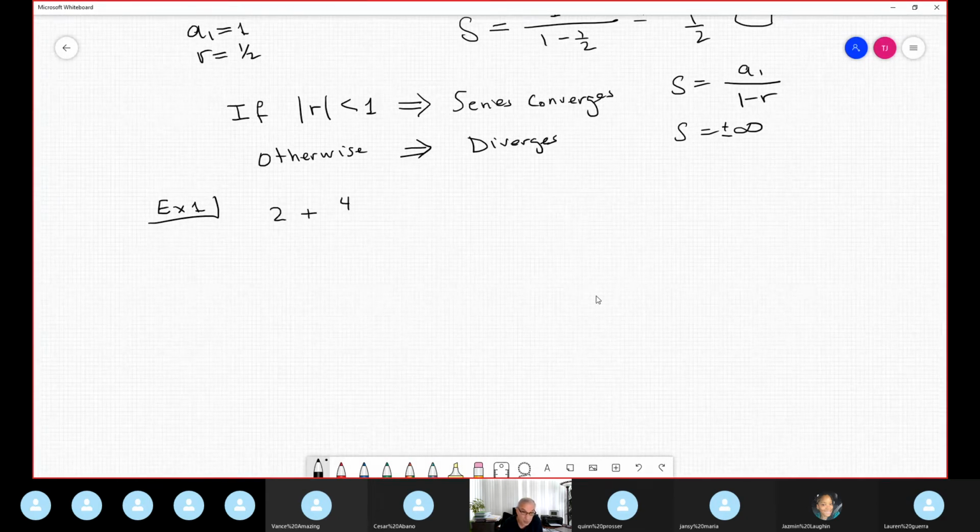Plus 4/3 plus 8/9 plus, and this goes to infinity. Okay, so we're doing several things. Number 1 is to express this series using the summation notation.